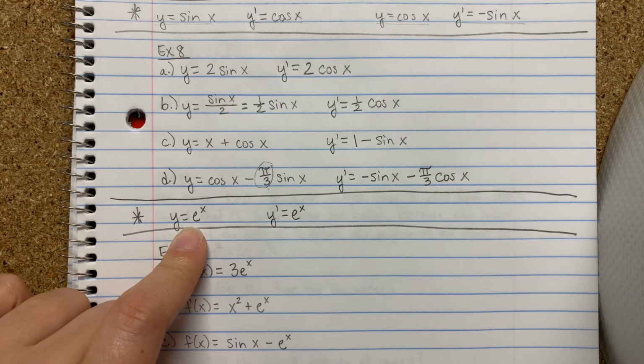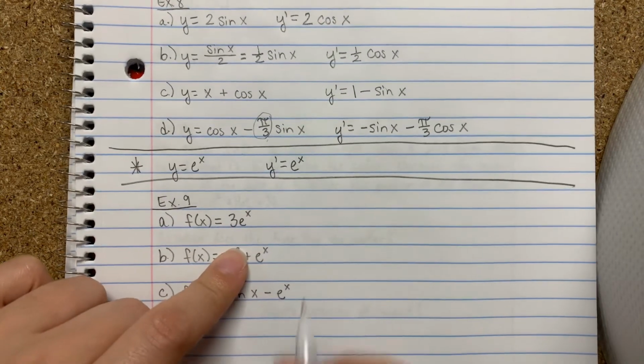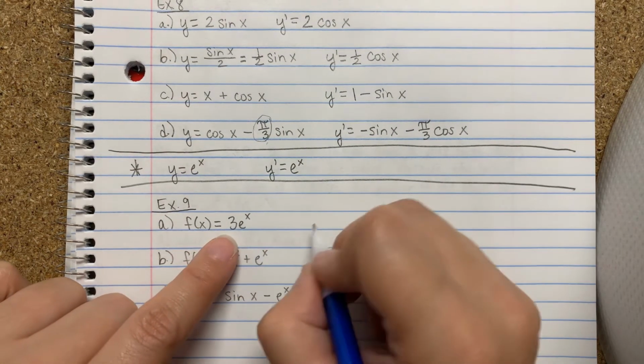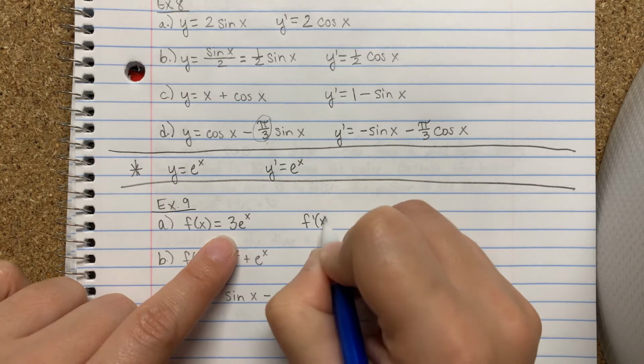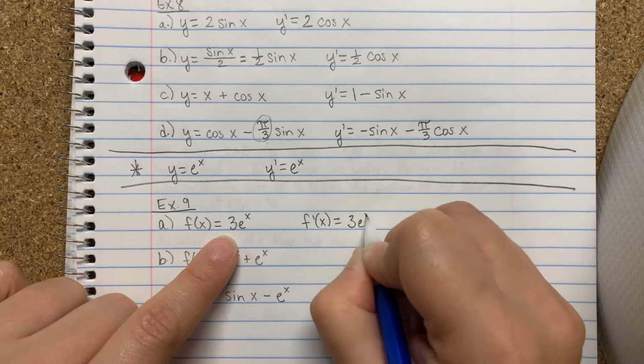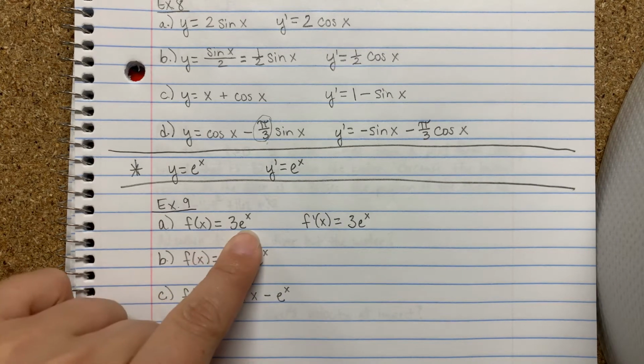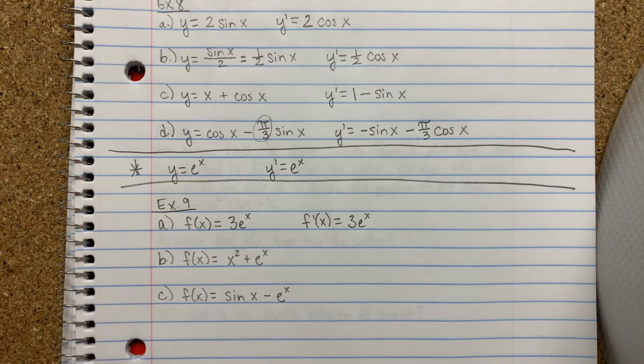It doesn't change. So on this one, when I have 3 e to the x, I really just have 3 e to the x. So that does not change at all. That constant stays put, and the derivative of e to the x is e to the x.